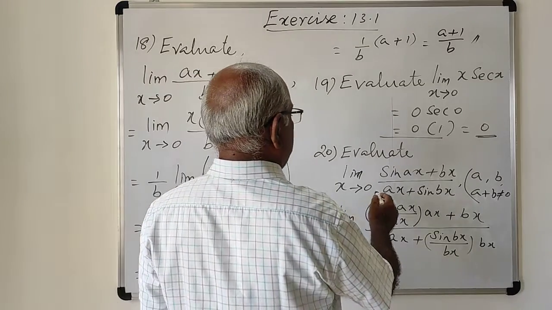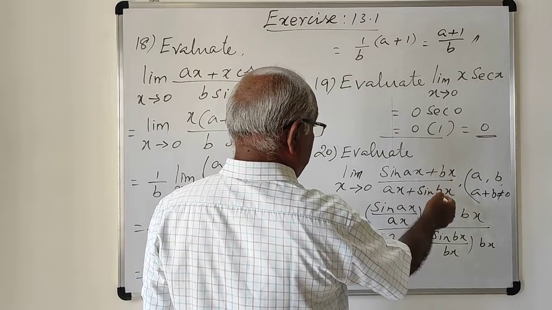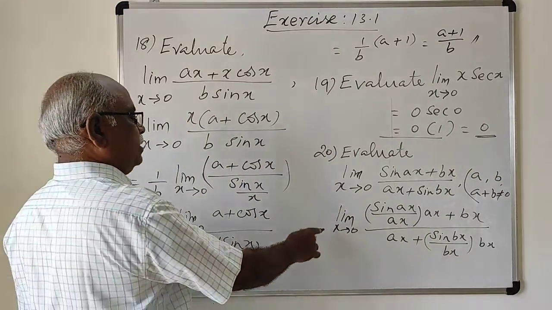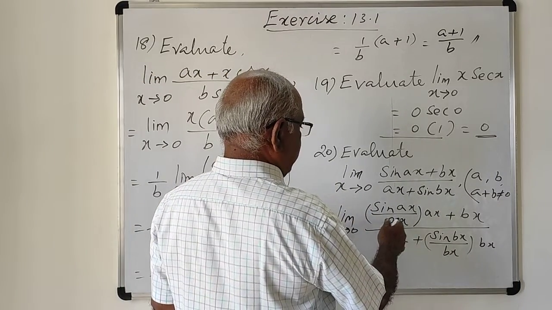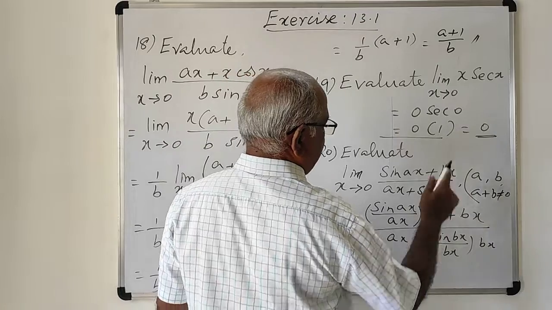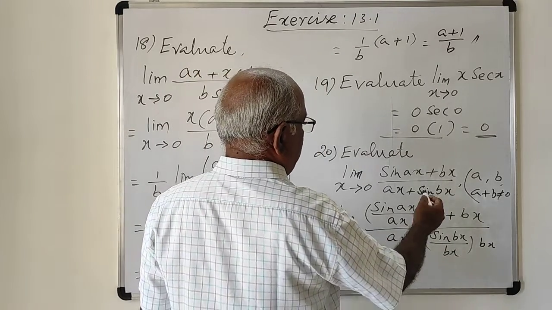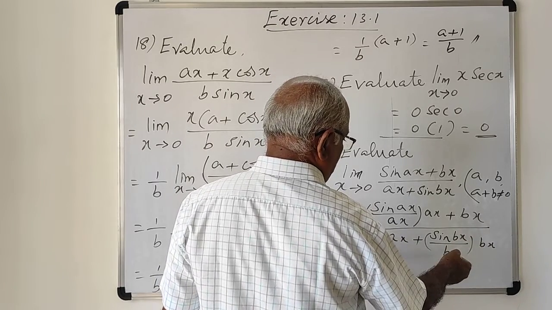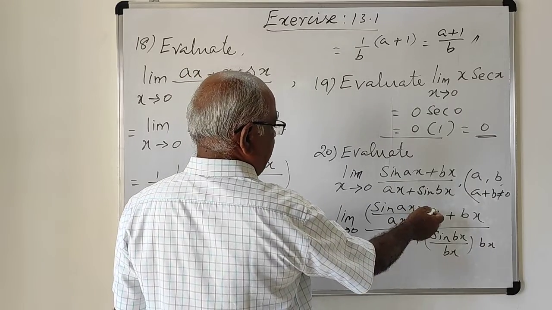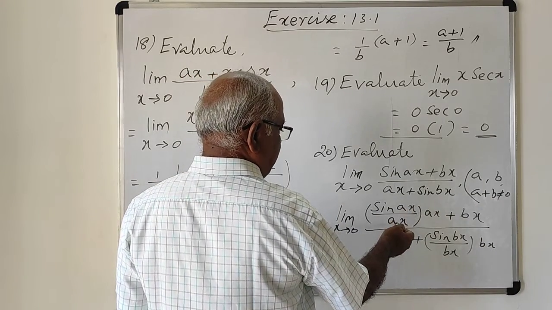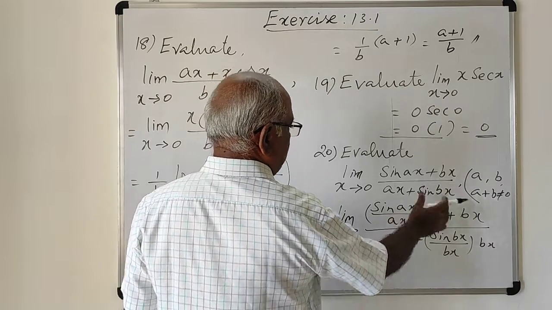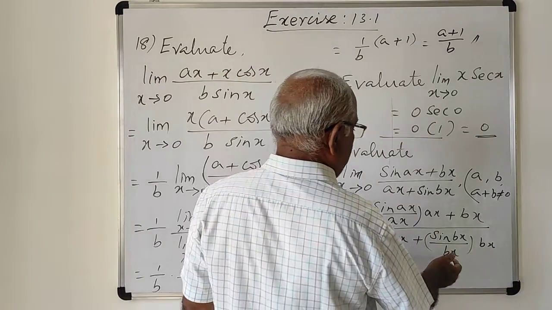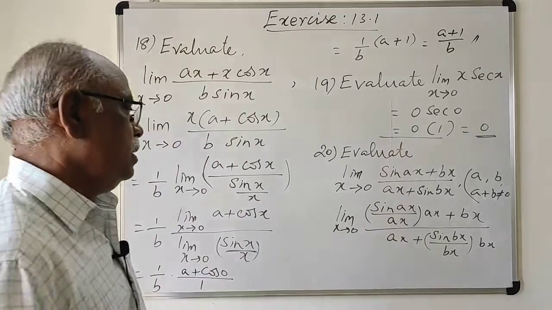So, 19th problem over. Now come to the 20th problem. Evaluate limit x tends to 0 of (sin ax plus bx) by (ax plus sin bx), where a, b and a plus b are not equal to 0. In this case, I am dividing sin ax by ax. To compensate for it, I multiply by ax plus bx. Similarly, in the denominator, sin bx by bx, and to compensate it, I multiply by bx. I multiply and divide by ax in the numerator, and similarly I divide and multiply by bx in the denominator.